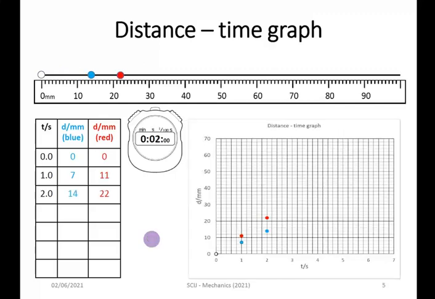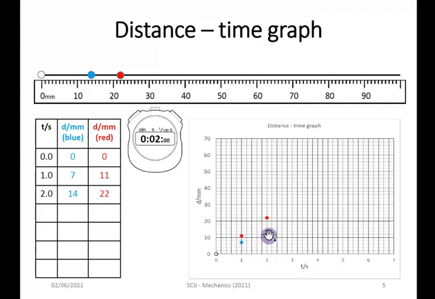It's 2 seconds later from the beginning of the motion. Now, after 2 seconds, the blue particle has moved to the 14 millimeter position, and the red one has moved to the 22 millimeter position, which means that the blue one is moving 7 millimeters every second, and the red one is moving 11 millimeters every second. So the time is 2 seconds later. See what happens. Now this was the position of the particles during the first second. It was 7 here and 11 here.